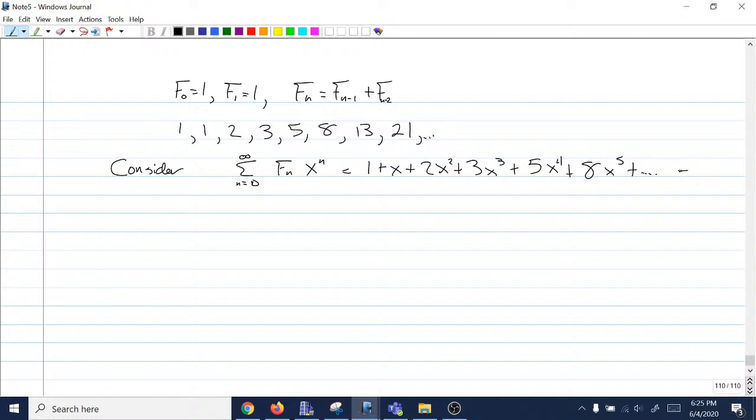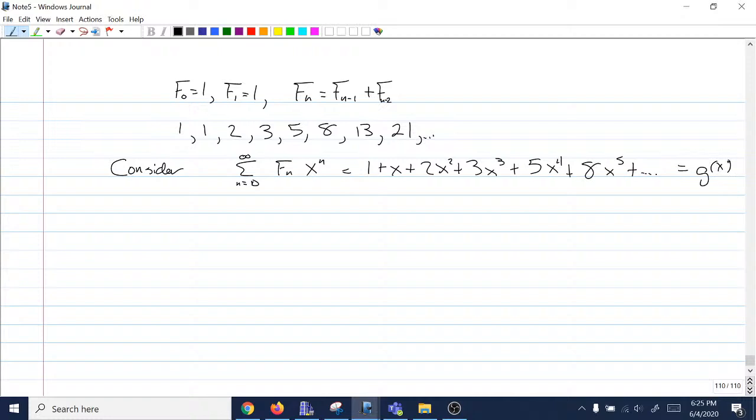What is this? Can we come up with a formula for this function? If we could, we might be able to understand some things about the Fibonacci sequence. We might have a function that, when I take its derivatives, it behaves like the Fibonacci sequence or something. Let's assume that this does exist, and let's call it g of x.